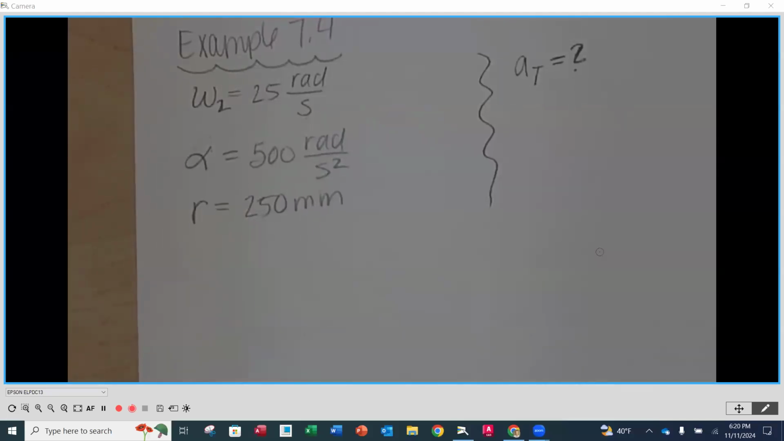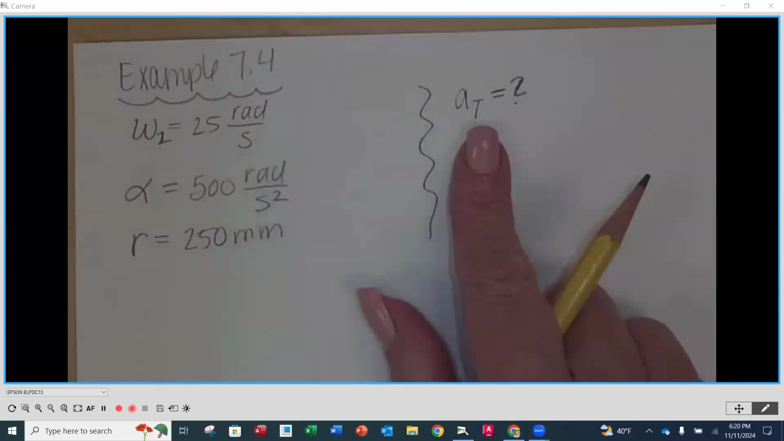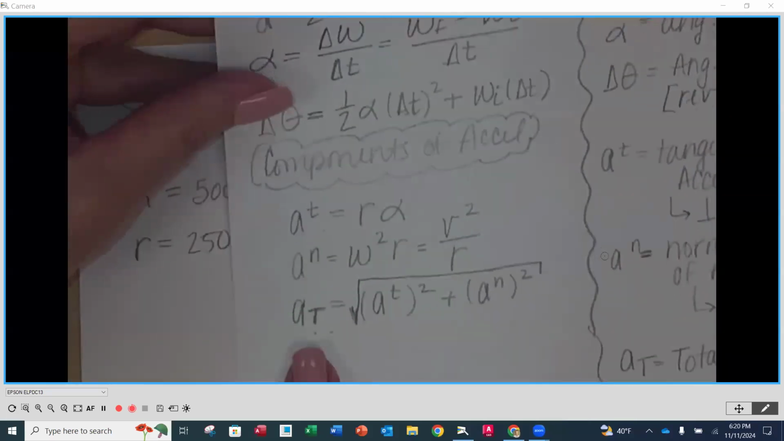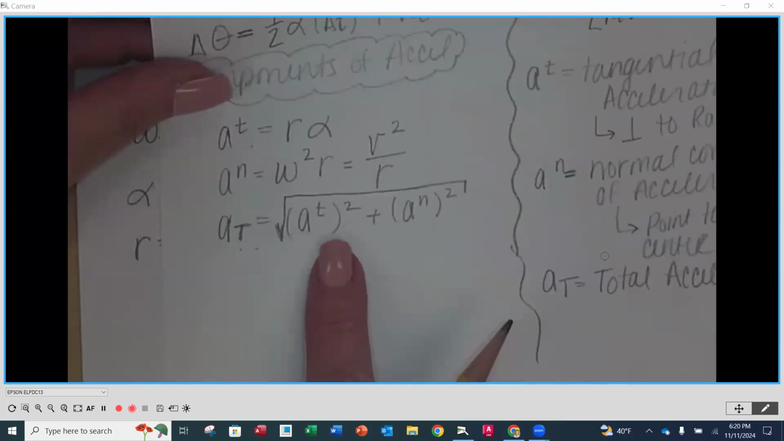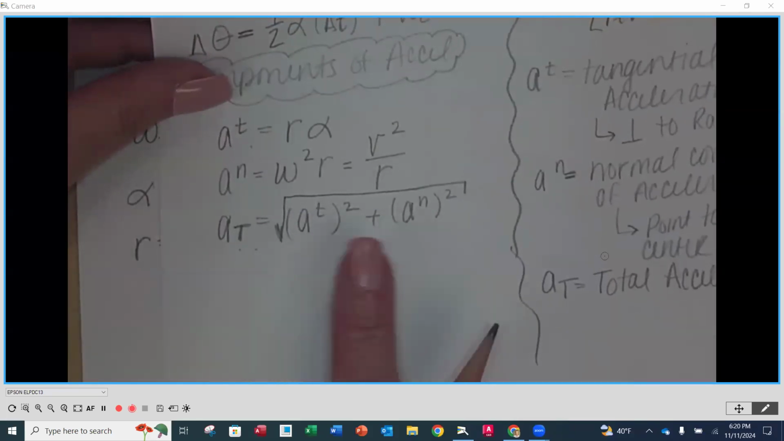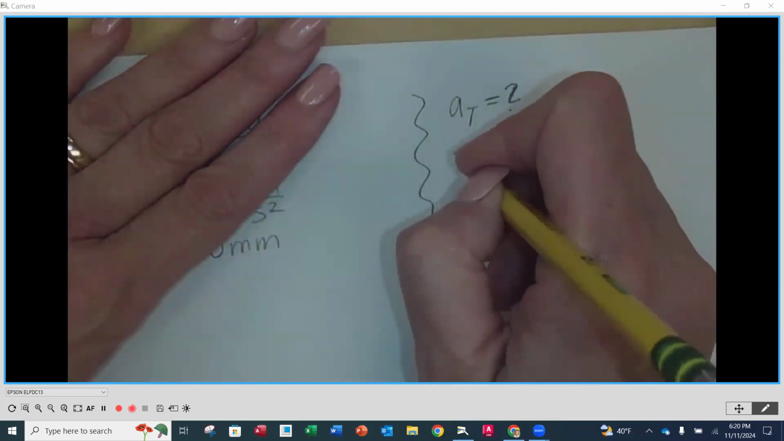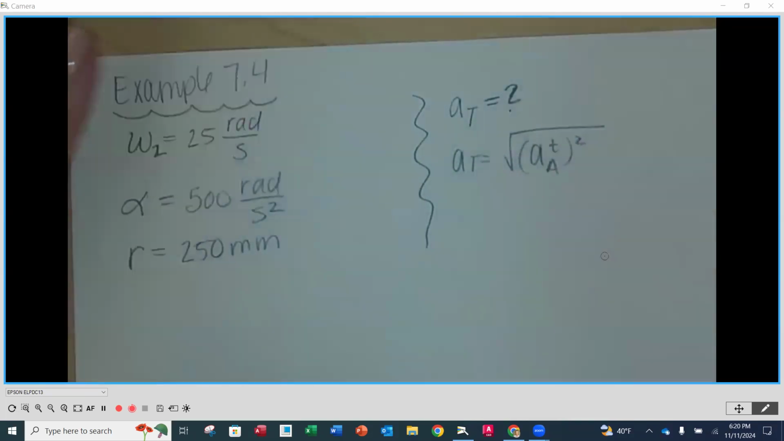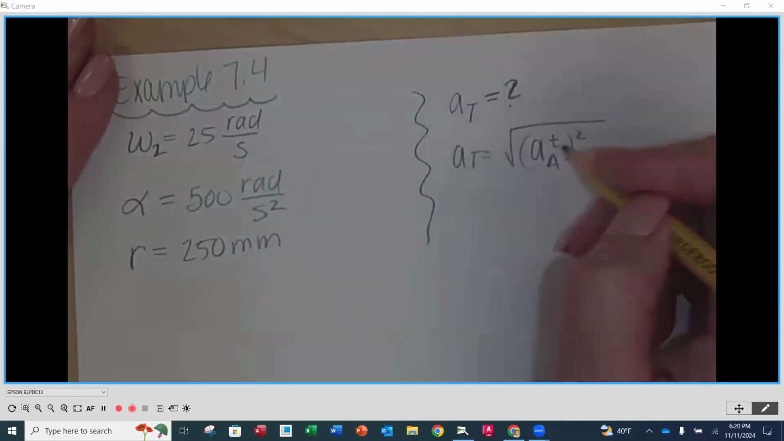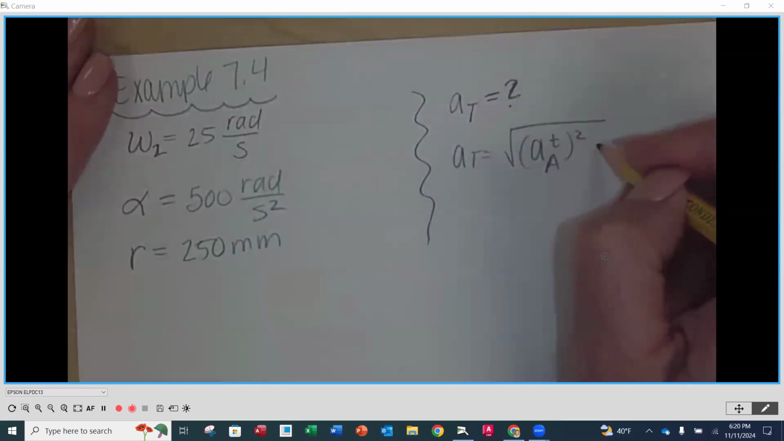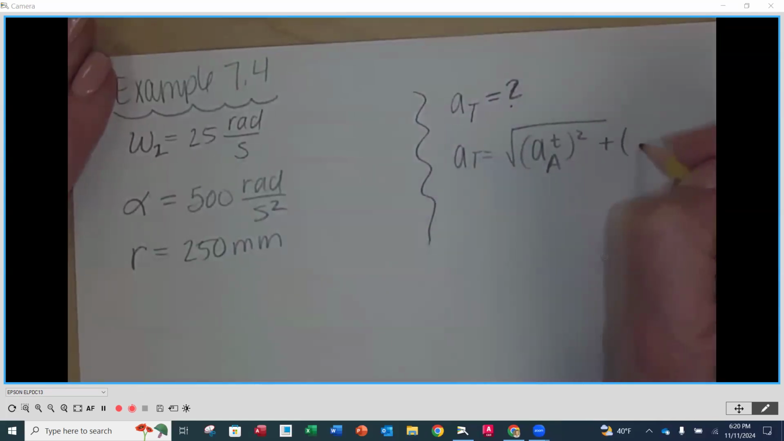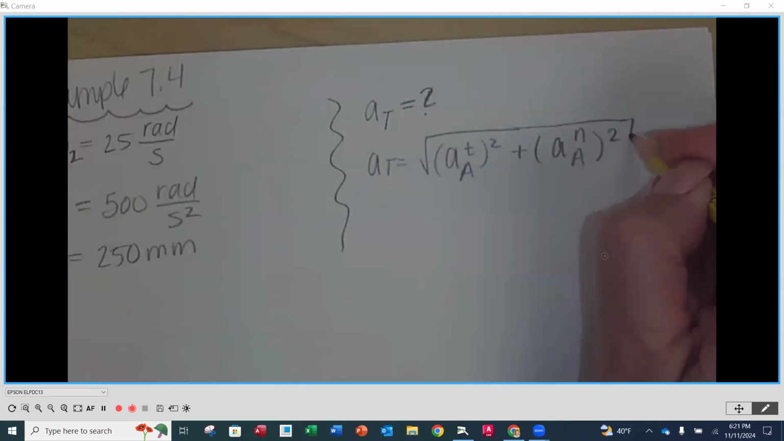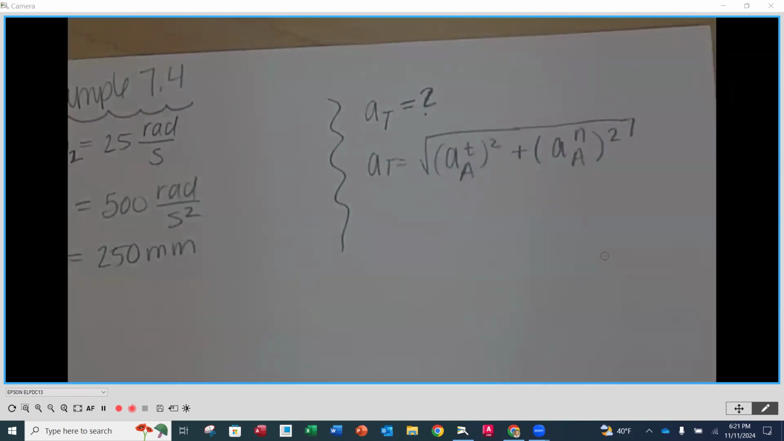All right, now, since we need to find the total acceleration, we know from our equation sheet that the total acceleration, using Pythagorean's theorem with the tangential and the normal components, is equal to the square root of the tangential acceleration of point A squared, that point on the end of link number 2, plus the normal component of that same point squared, and then we square root that addition.